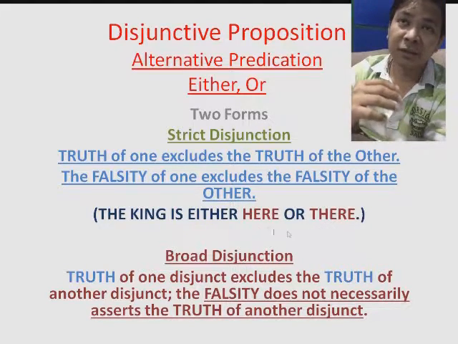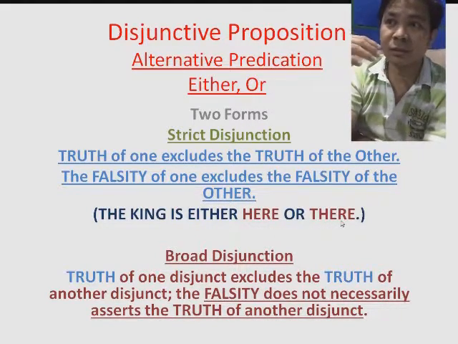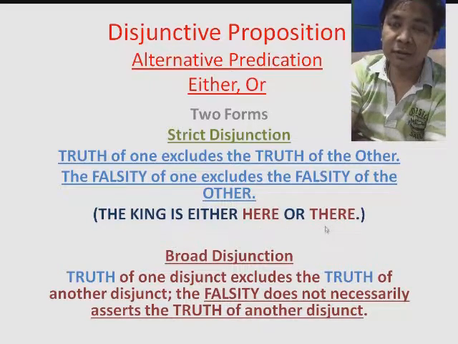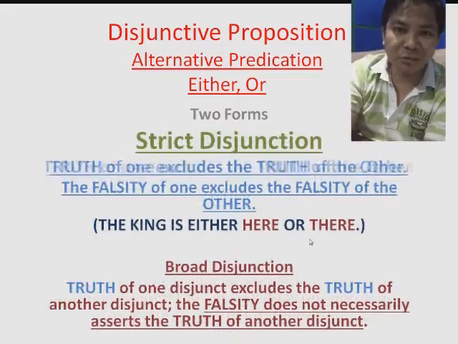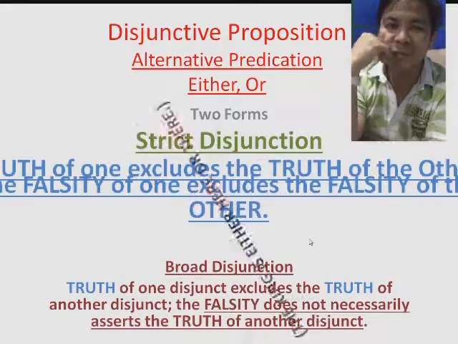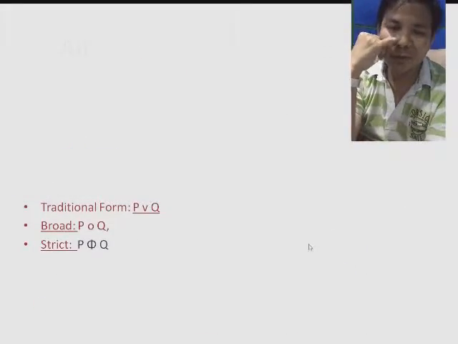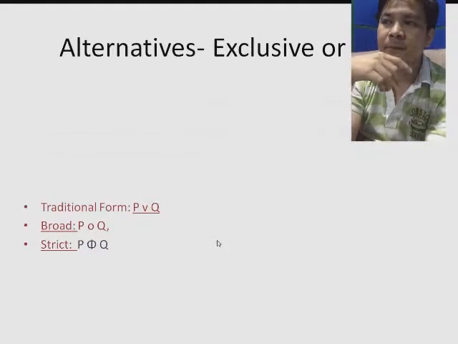It's either dead or alive. It's either nothing or something. Those are some instances of strict disjunction.